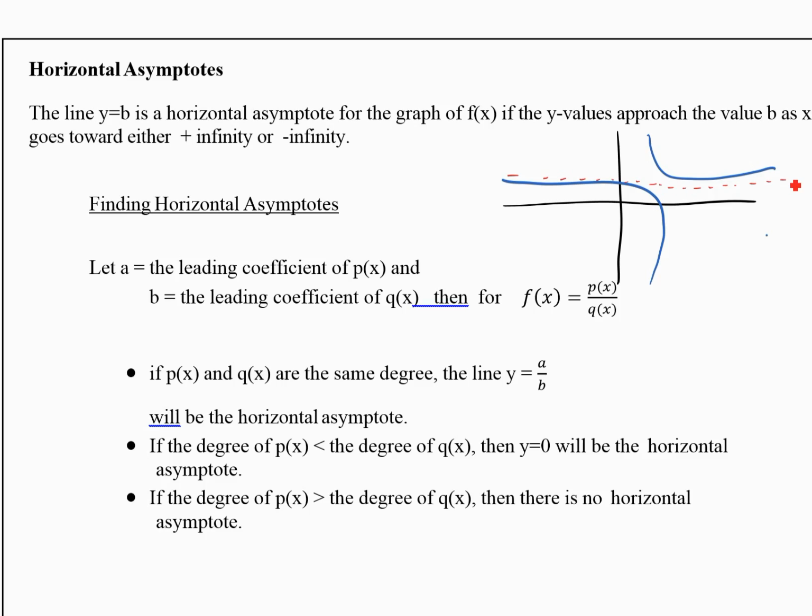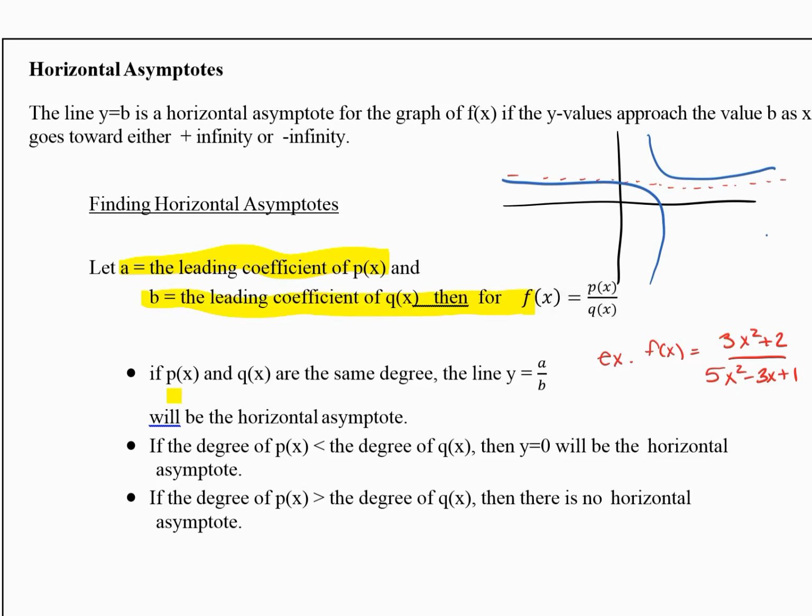The first thing that could happen is that the degrees of the numerator and the denominator could be the same. I'll do an example here. Maybe we have f of x equals 3x squared plus 2 over 5x squared minus 3x plus 1. So the degrees are the same here. Up here it said let a be the leading coefficient of p of x, so here it would be 3, and let b be the leading coefficient of q of x, so that would be our 5.